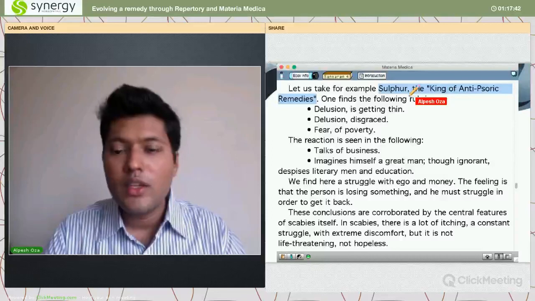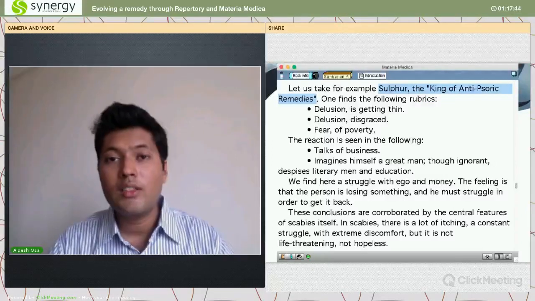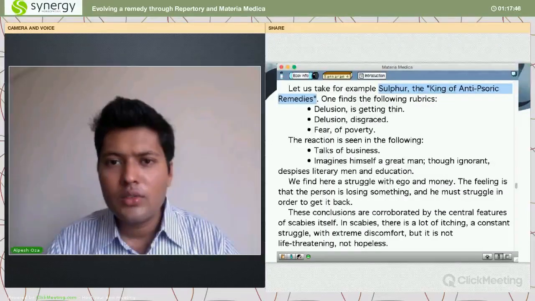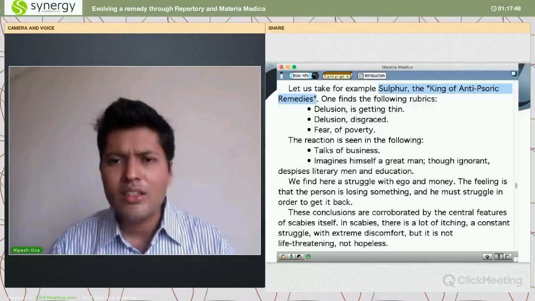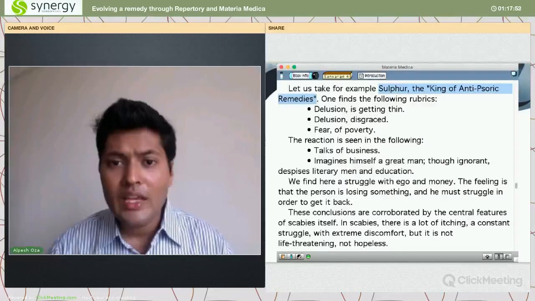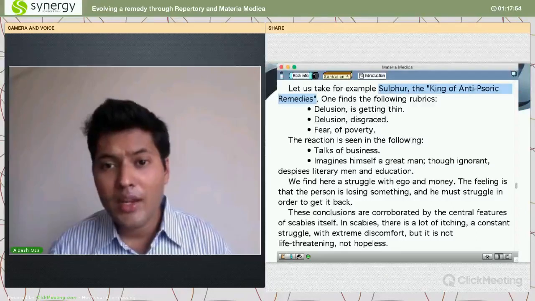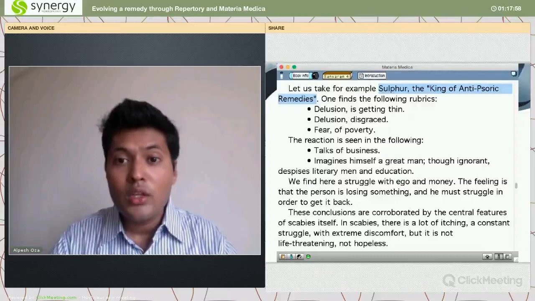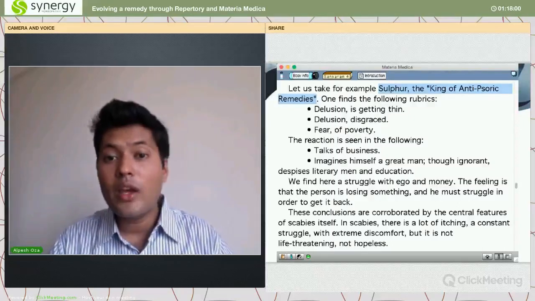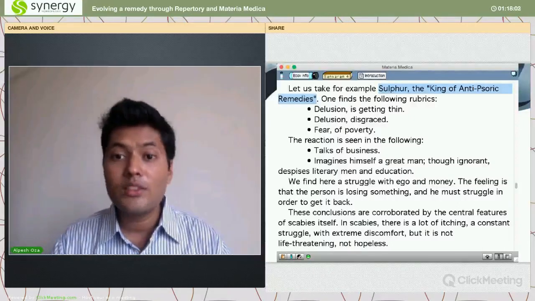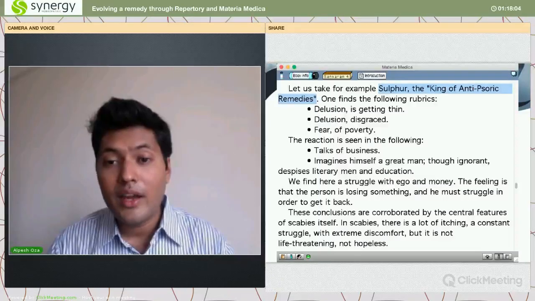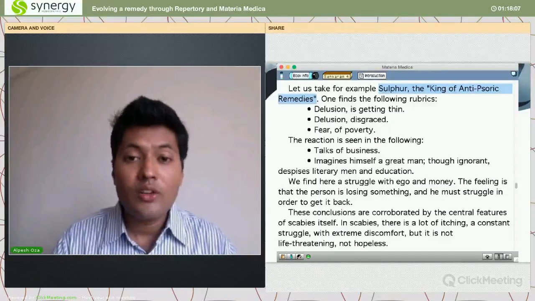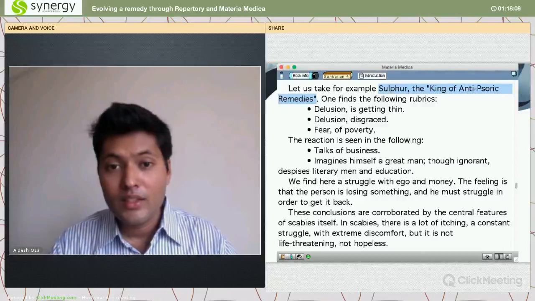And it has given the example of sulfur, which we know as the king of antipsoric remedies. We see delusion, he is thin, delusion of disgrace, fear of poverty, talking about business, imagines himself as a great man, and all these things. But we find in sulfur also the struggle with ego and money. The feeling is that the person is losing something and he must struggle in order to get it back.